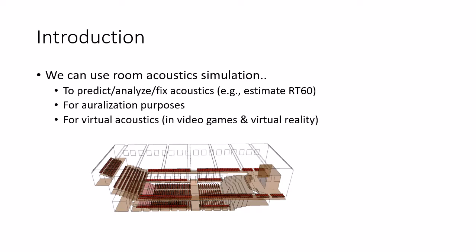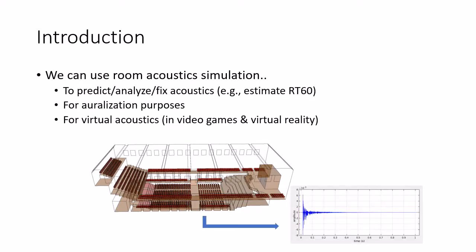Room acoustic simulation mainly involves some sort of computer geometry model of a room, which is just a bunch of surfaces, triangles, and materials. And from that, we want to simulate or extract an impulse response at the most basic form.